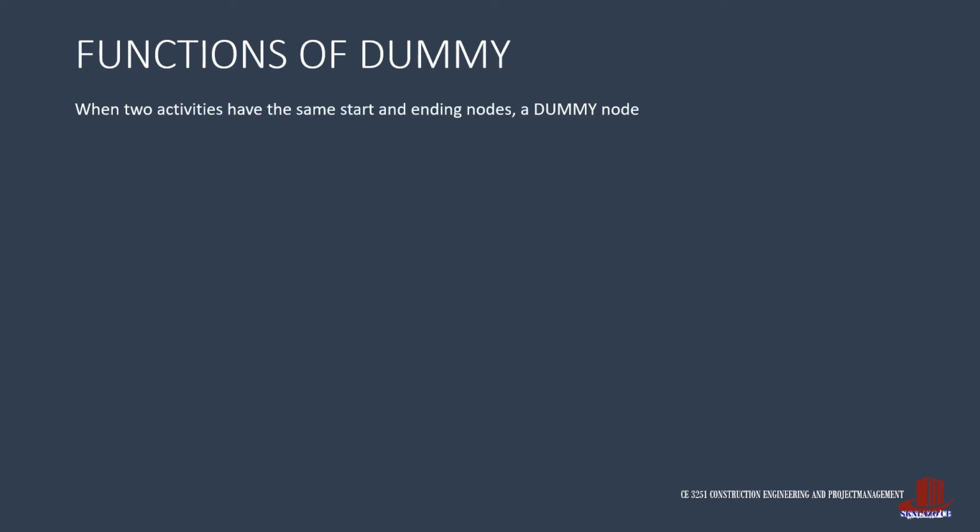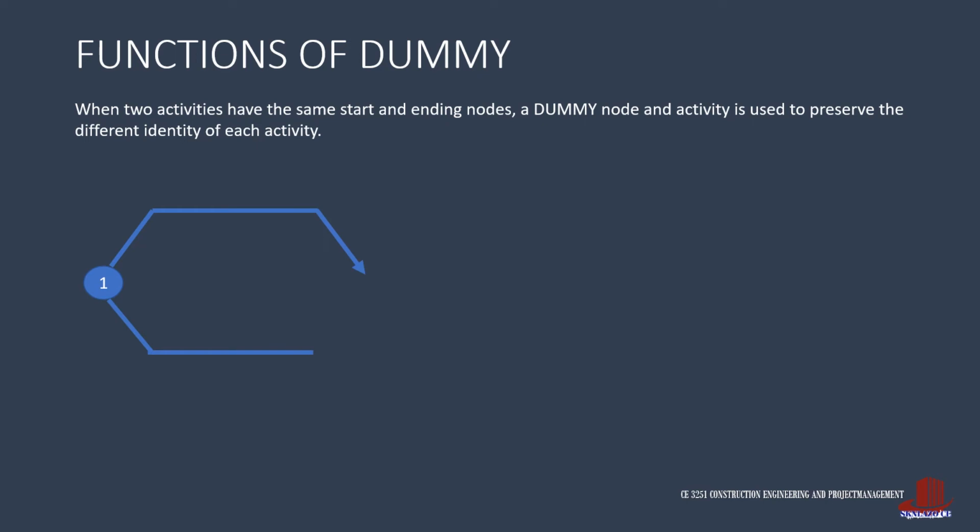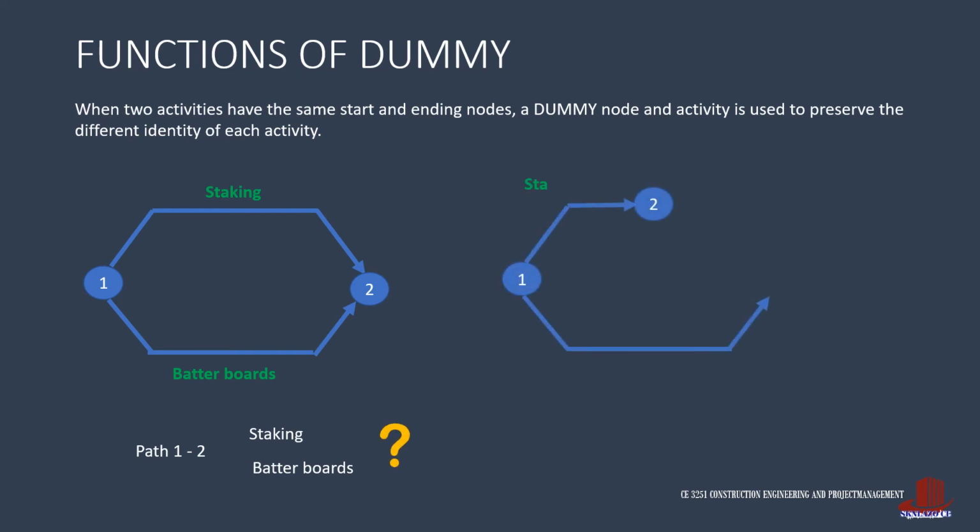Another function of a dummy is to distinguish paths, as there should be no two activities which have the same start and ending nodes. Say that we have staking and butterboards starting at event 1 and ending at event 2, just the same. If we are to trace their paths, we say events 1 to 2, which makes it quite confusing if we are referring to staking or butterboards. So by placing a dummy node and activity, we can clearly mean path 1, 2, 3 as staking and path 1, 3 as butterboards.